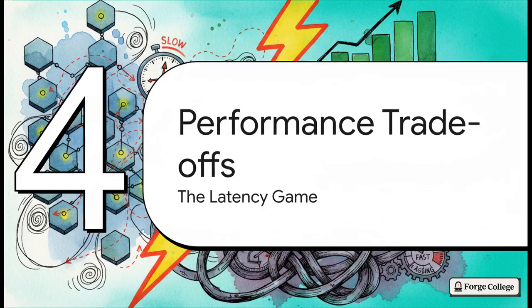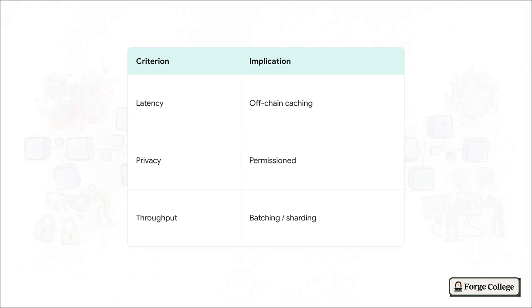Moving on to Section 4, performance and scalability trade-offs, the latency game. You know, scalability isn't just about raw throughput numbers. It's heavily about the cost of scaling and just how sensitive your specific application is to latency. When you're dealing with scalability, your specific application constraints directly dictate your architectural choices. It's like a giant puzzle.